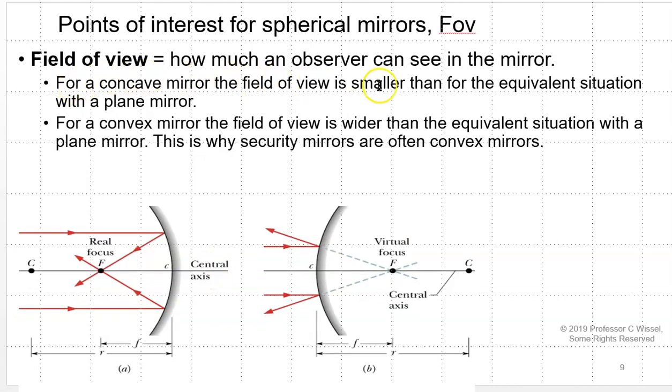Now, the field of view is how much an observer can see in the mirror. For a concave mirror, the field of view is smaller than that for the equivalent situation in a plane mirror. For a convex mirror, you have a wider field of view than in the equivalent plane mirror. This is why security mirrors are convex mirrors, because it lets you look in a wider field of view than you otherwise would.